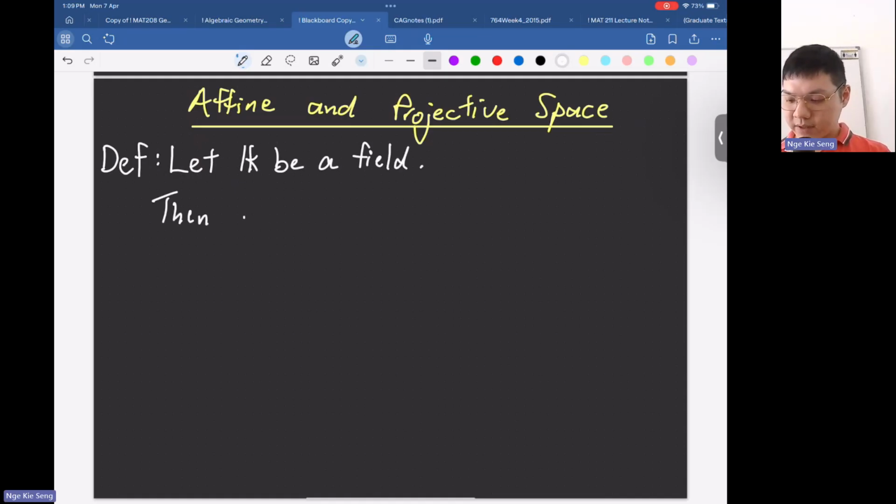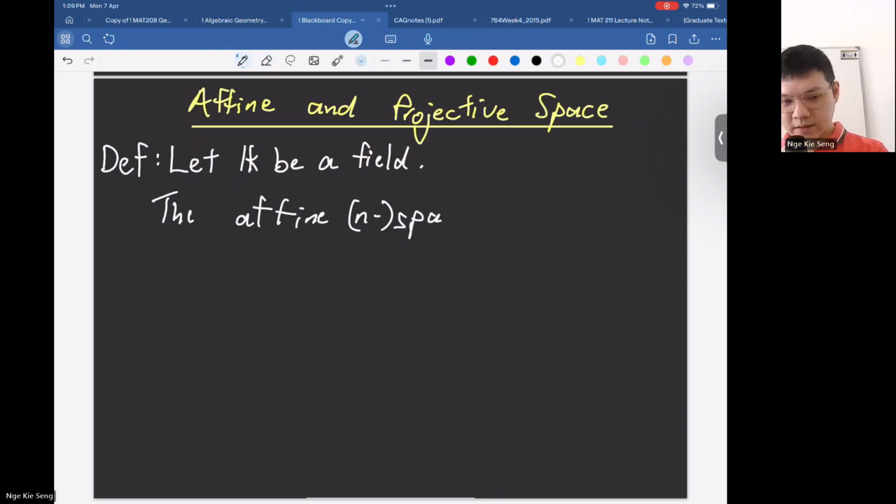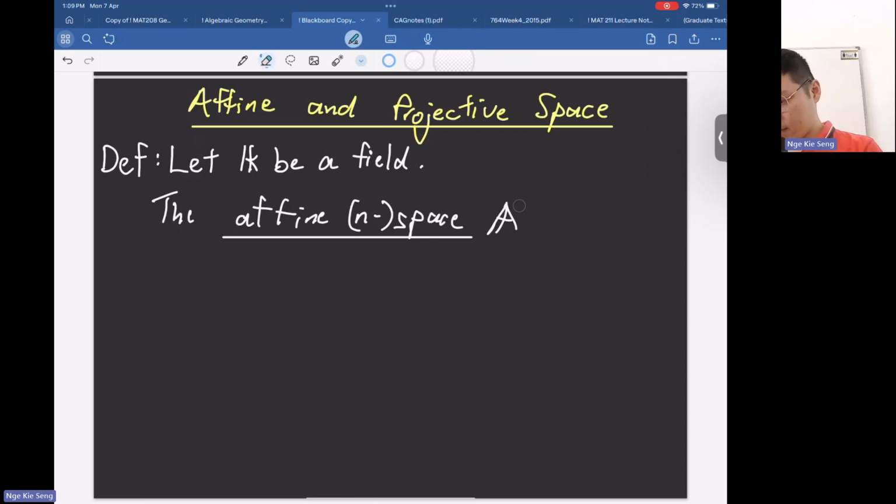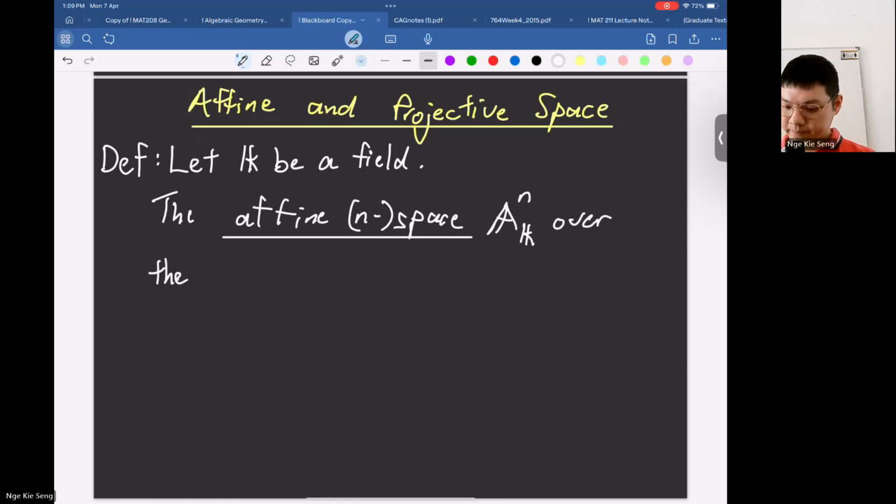Then we're going to define what is called affine n space, or affine space sometimes. Okay. So what is affine n space here? The notation we're going to use is a bold A with a power n and then subscript K, the field. So affine n space over the field K is a set.